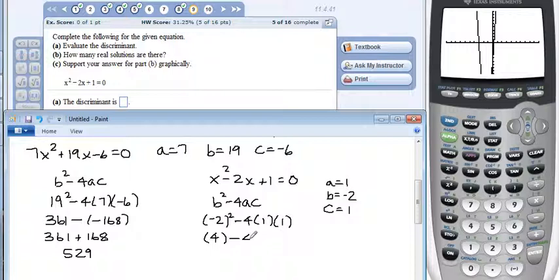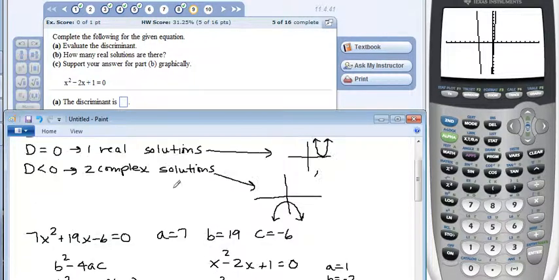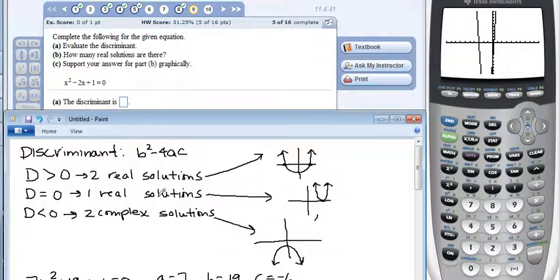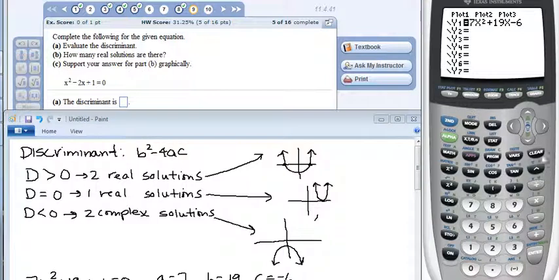What is that? That's 4 minus 4, which is 0. My discriminant is 0. What does that tell me? When it's equal to 0, I get one real solution. It should be touching in one spot. Let's check that out to make sure. Let's just say this is a test. Before I put that in, I want to make sure that that's what my picture looks like.